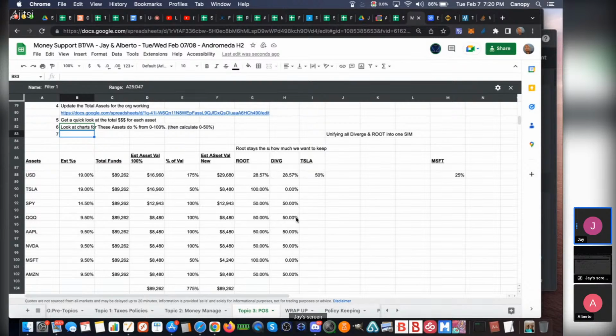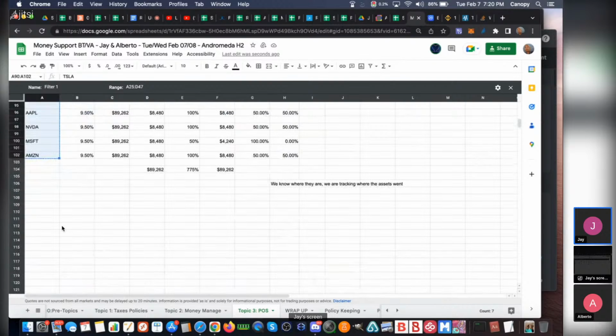But again, we can do at least one chart. I mean, how many charts is it going to be? There's only 7 charts: 1, 2, 3, 4, 5, 6, 7. Yeah, there's 7 charts. Yeah, because US dollar, Tesla.